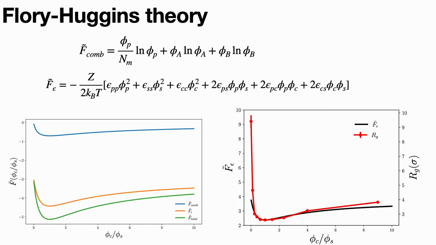But we also notice that the major part is coming from the energetic part Fv compared to the entropic part. Also, when we plot it with the radius of gyration we got in our simulations as a function of phi c over phi s, we see again the trend is kind of the same, and also the minimum is coming at phi c equal to phi s. That means equal proportion of the two, because of the symmetry.